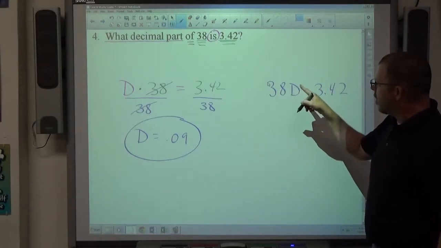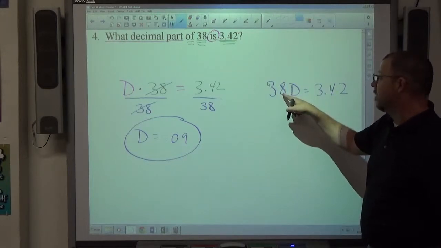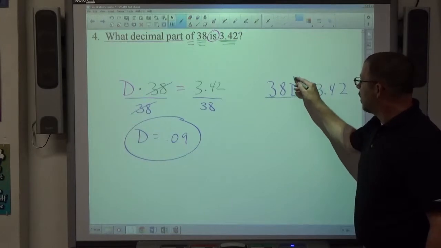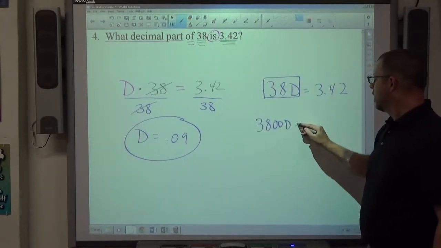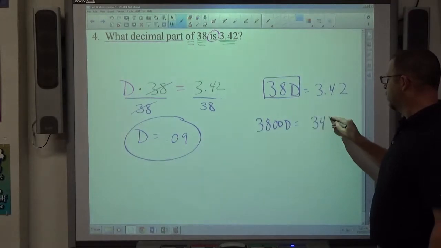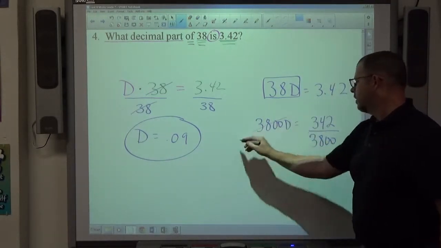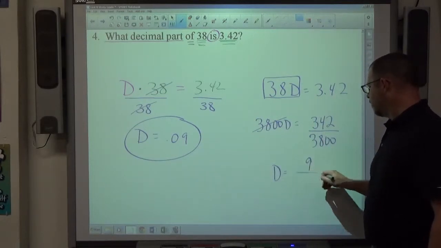What some of you have been doing wrong is you've been counting 38D as separate pieces. So you make this 3800 and you make this 100D. That's not good. This is all one term, so it gets fixed all by itself, 3800D. And this is all one term, 342. We divide both sides by 3800. And then, of course, reduce as much as possible. You can get 9 over 100.